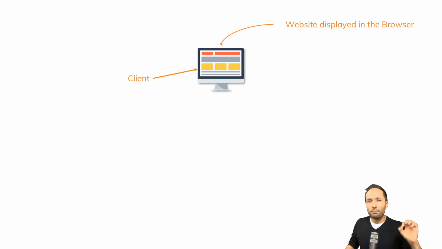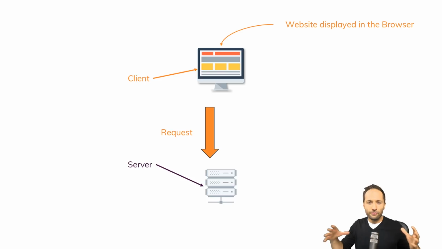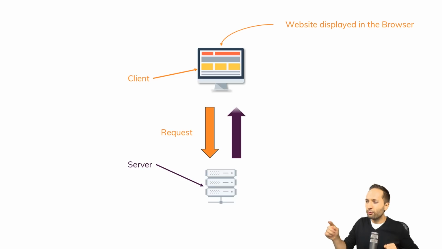Well, basically, by typing a URL, this could be academind.com, for example, you are sending a so-called request right here to a server. And with this request, you tell the server that you want to receive information from it because you want to display the website. And once this request was successful, you get a response from the server with the information you need to display the website. And that's basically what web development is about.